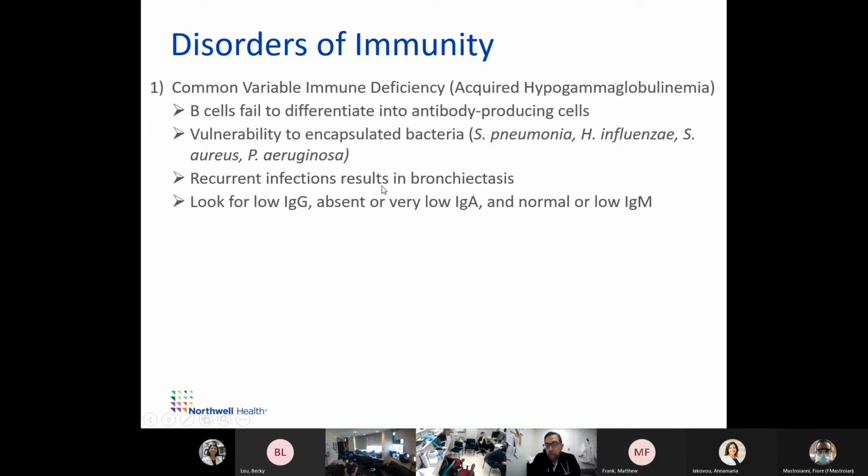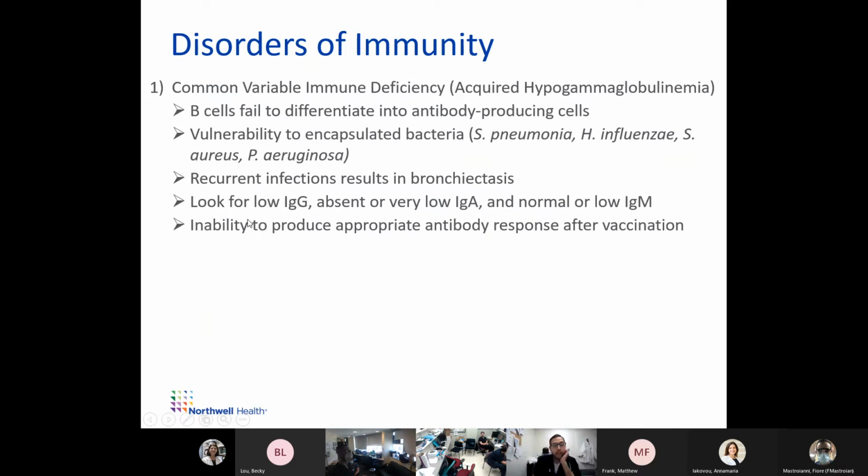In fact, the guidelines now recommend that in all patients with bronchiectasis, you want to check an immunoglobulin panel: IgG, IgA, IgM, and of course, we talked about IgE for ABPA. And you want to look for low IgG and absent or very low IgA and normal or low IgM.